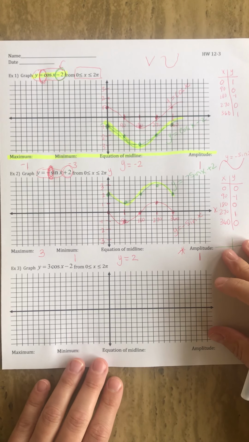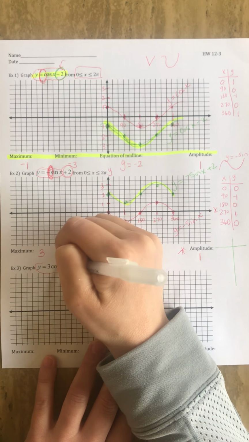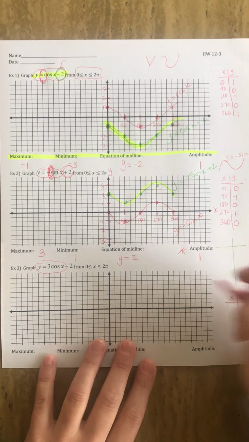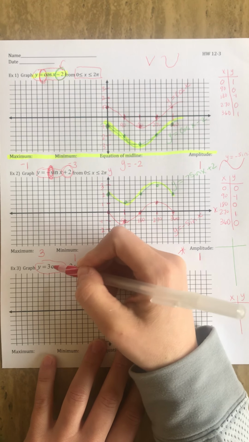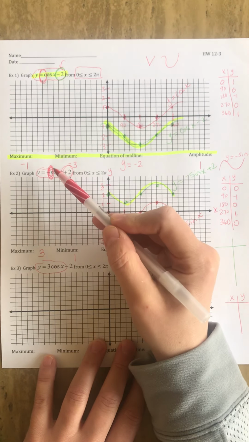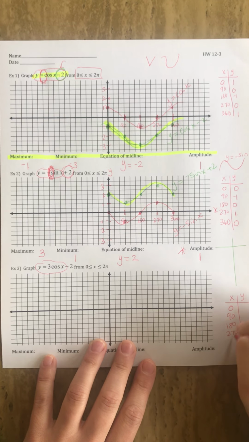Okay, and last but not least, we're going to go ahead and graph this last one. We have our x, we have our y. Now we're dealing with cosine. Remember, cosine starts at the amplitude, ends at the amplitude, where sine starts at 0, ends at 0. So we're going to focus in on our 5 key points.